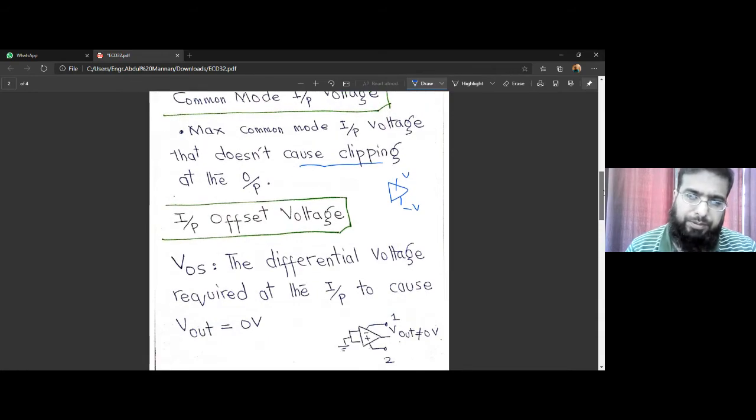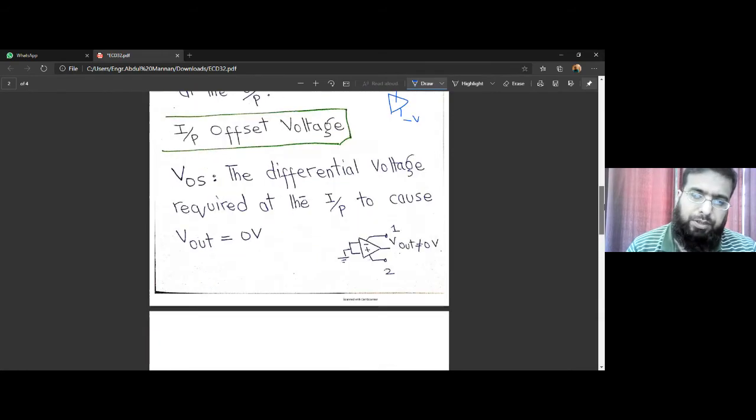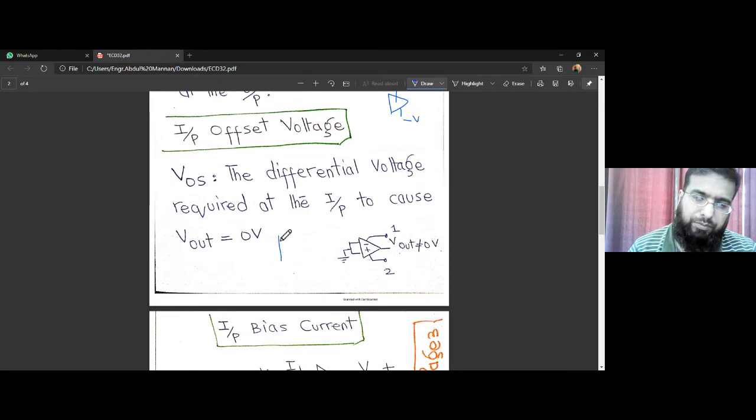Input offset voltage is the voltage that we require to apply to the two terminals of the operational amplifier to get the output equal to 0. We have studied earlier that if we apply a common mode input, for example, if we short these two together and apply a ground, the output isn't 0. It should be equal to 0, but due to a slight mismatch of transistors within this amplifier, the output is not equal to 0. So what we have to do is apply a small difference of voltage. We call it VOS.